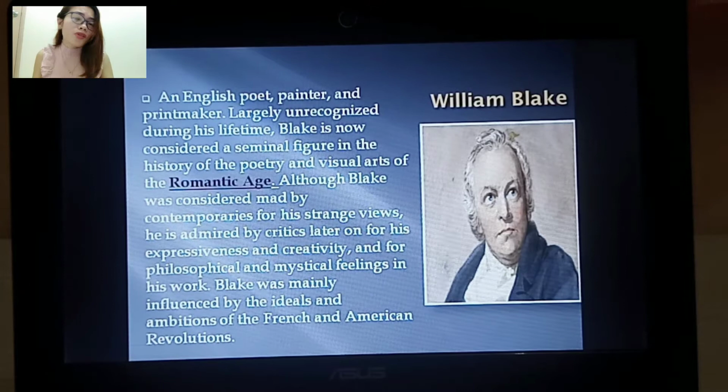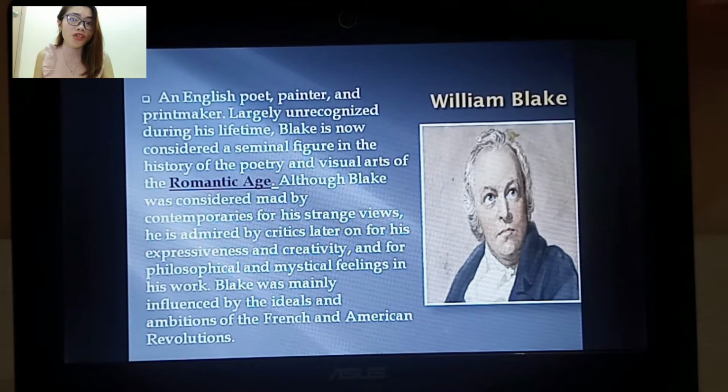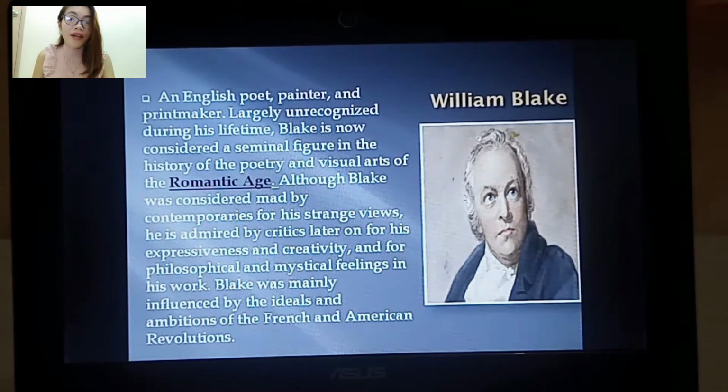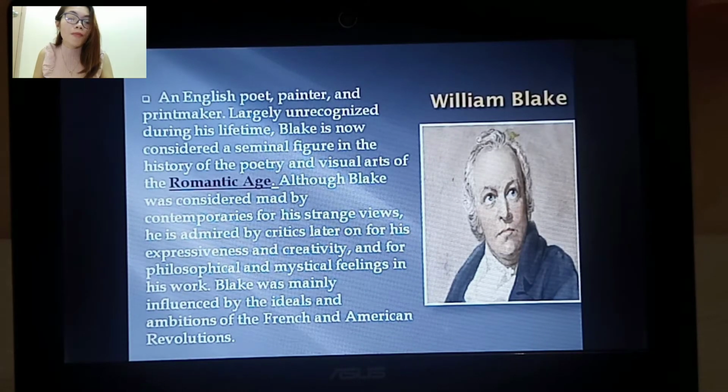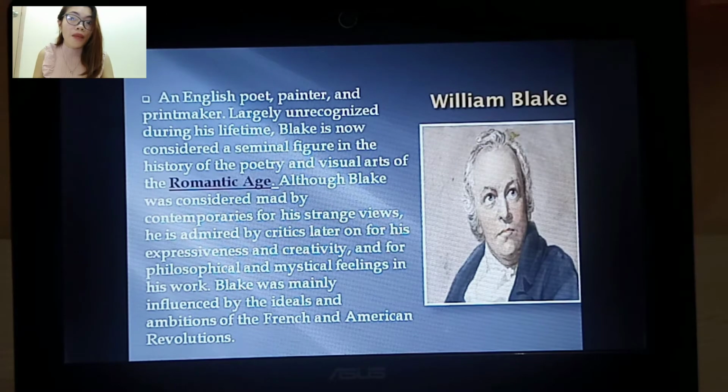Although Blake was considered mad by contemporaries for his strange views, he is admired by the critics later on for his expressiveness and creativity and for the philosophical and mystical feeling in his work. Blake was mainly influenced by the ideals and ambitions of the French and American revolutions.